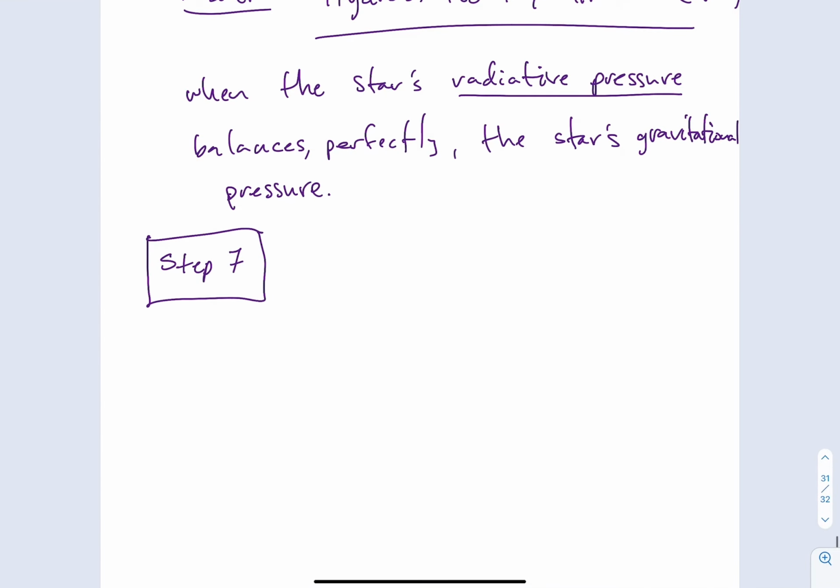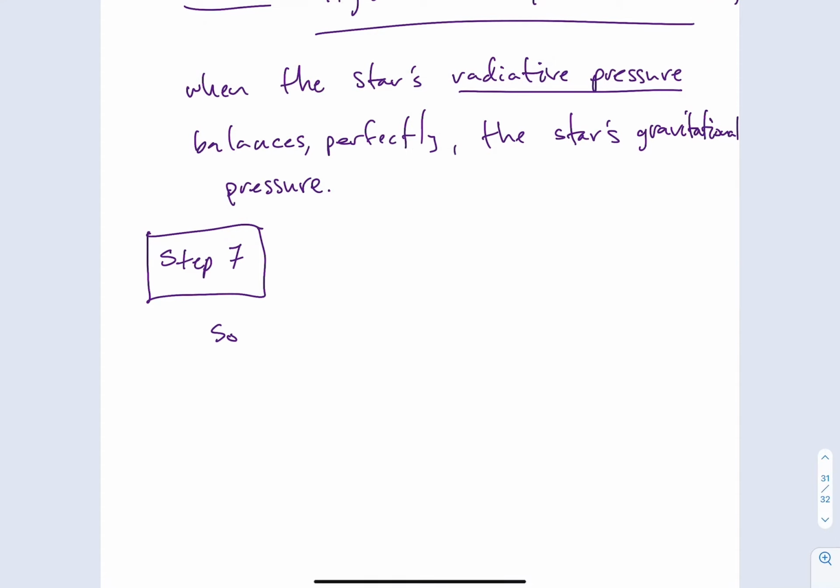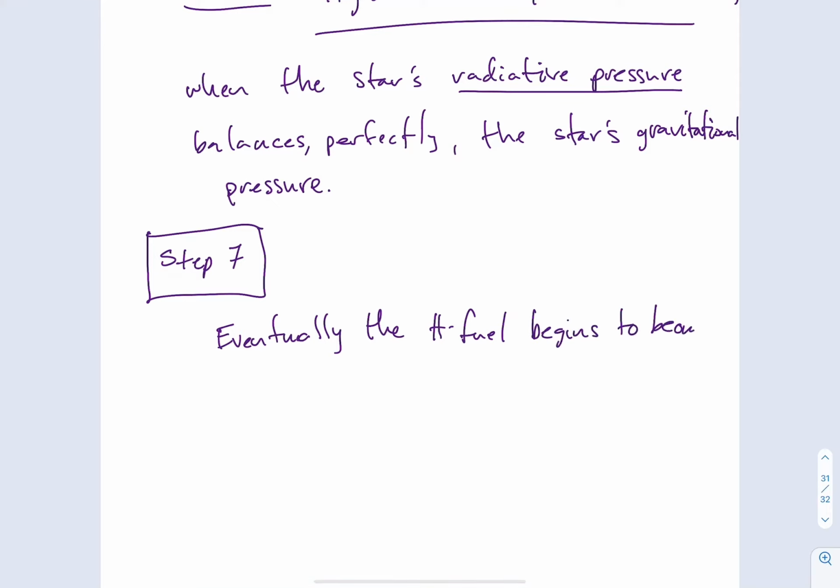When we get to step 7, we're really beginning to describe the death of a star. So we're now describing the final 5% of a star's life. So we'll say eventually, which is a big eventually, the hydrogen fuel begins to become exhausted.